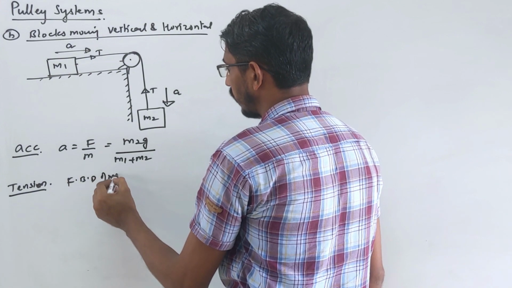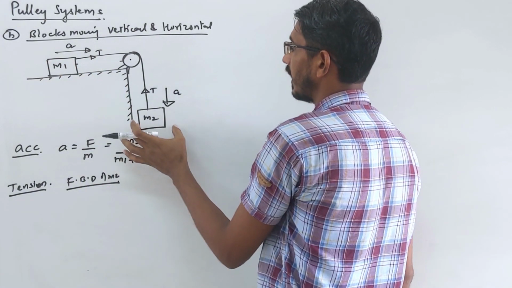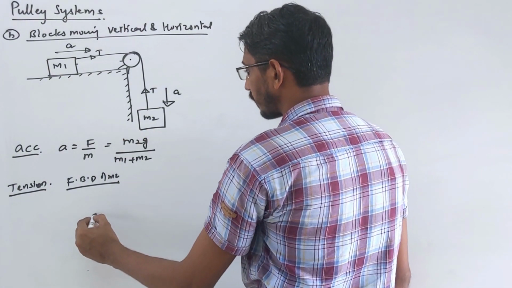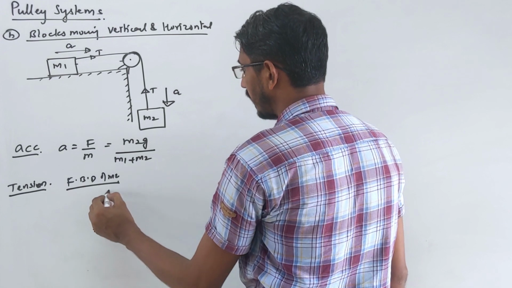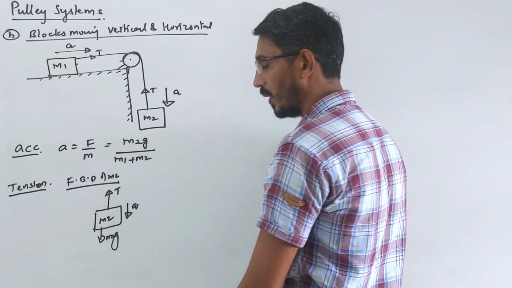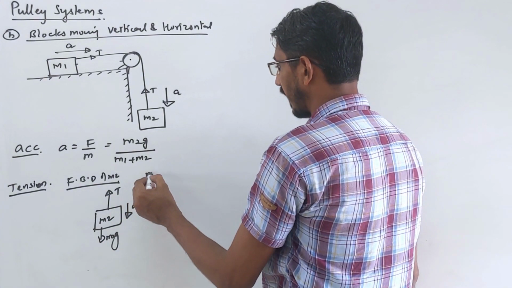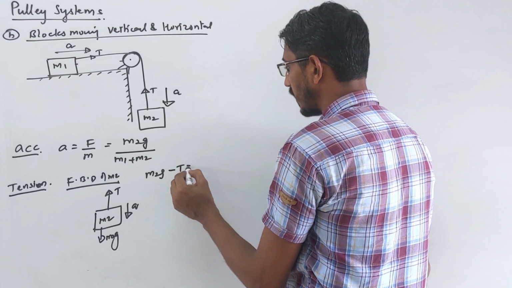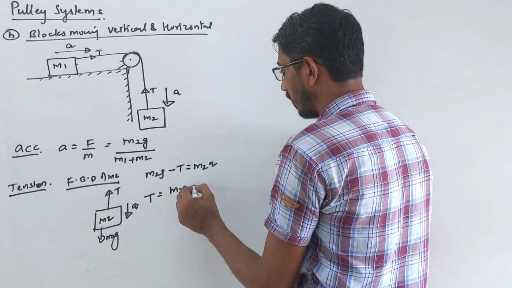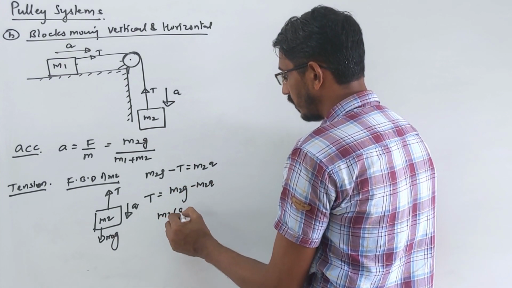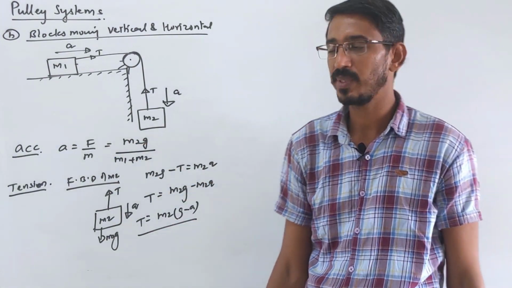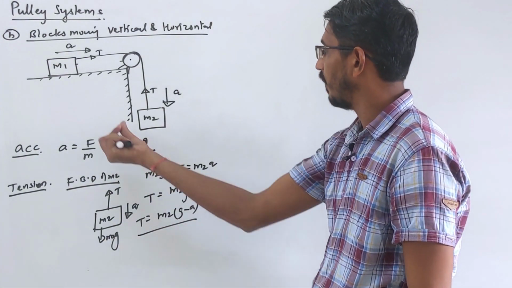Because it is one string, you can take the FBD of either block. The answer will be exactly the same. Say you are taking the FBD of M2. Then how does it look? This is block M2, moving vertically. This is the tension force T, the weight force M2G downward, and acceleration a downward. So what is the answer here? You write M2G minus T is equal to M2 into a. So tension will be M2G minus M2 into a, that is M2 times (G minus a). You don't need to remember any formula as a formula, you have to understand how I am doing it, because there are 1000 possibilities. You have to understand how we write the FBD.